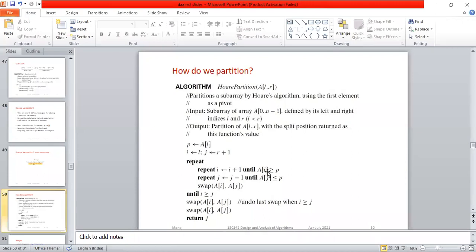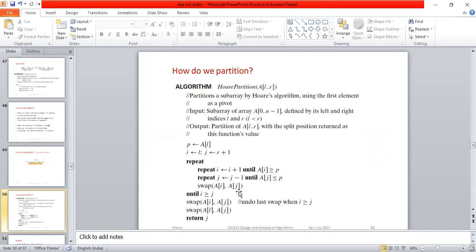If A of I is greater than P, A of I means the left subarray. The left subarray should always be less than the pivot element. But if the left subarray elements are greater than pivot and the right subarray elements are less than pivot, what do you have to do? Swap A of I and A of J. So understand carefully: the left subarray is pointed by I, the right subarray is pointed by J. The left subarray element should be less than pivot, and the right subarray will always be greater than pivot.